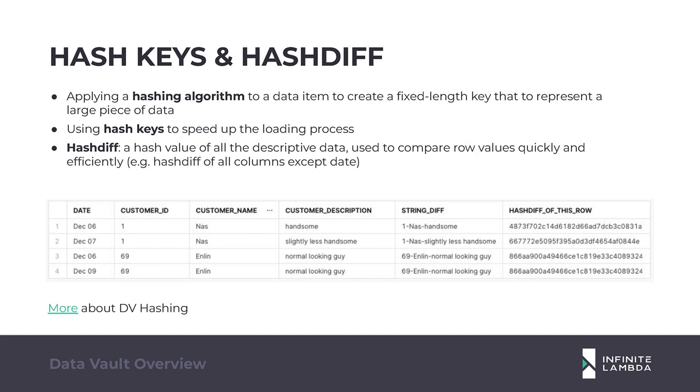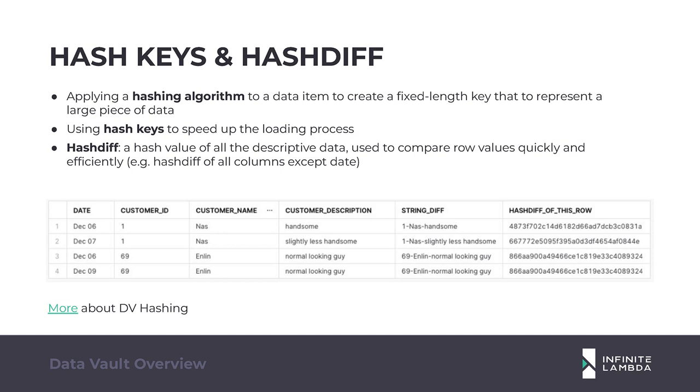Hash keys are fixed length, and they are universal. They can work with structured and unstructured data. And so it allows us to do a lot of massive parallel processing. We don't need to actually look up the keys when we load data into our warehouse, we just need to do the hash, right? And you don't need to wait for the order table to finish loading the key. You can have everything in the raw data and you can do all of them in parallel.